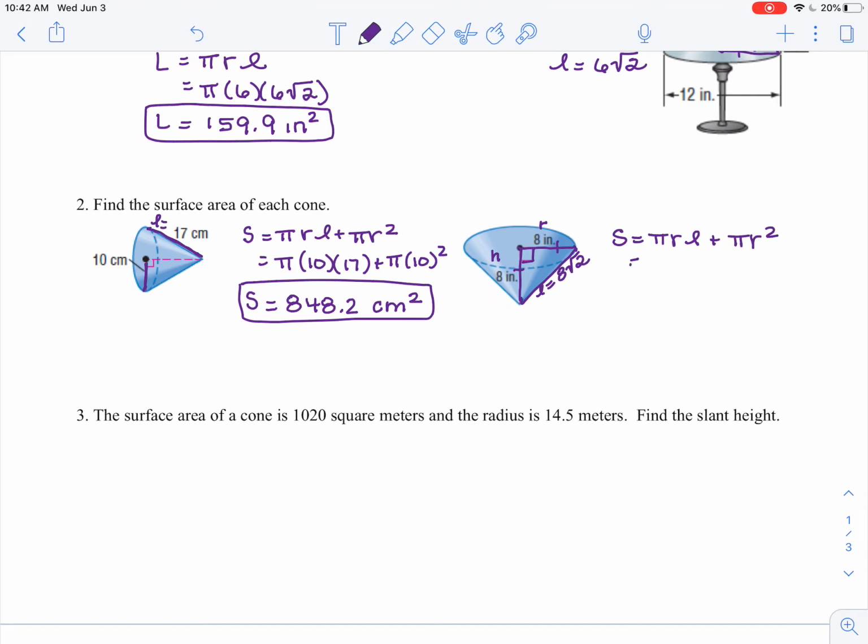Now when I plug into our formula for surface area, I have pi times the radius of 8, our slant height, 8 root 2, plus pi times 8 squared. When you put this into your calculator, you should get a total surface area of about 485.4 square inches.